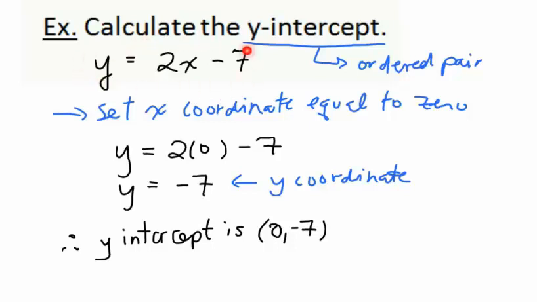Now remember that this form is called slope-intercept form. Here we have that the y-intercept is (0, negative 7). And up here we also have the value of negative 7. So if you do have something in slope-intercept form, it's very easy for us to find the y-intercept. The y-intercept is just going to be 0, whatever our value is right here.